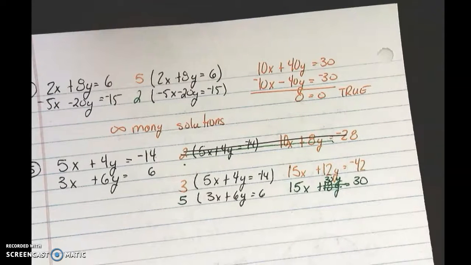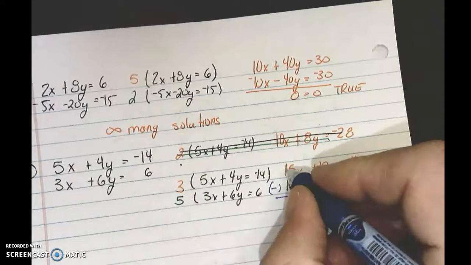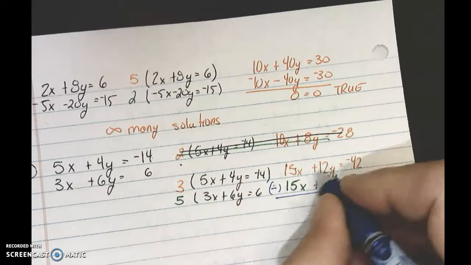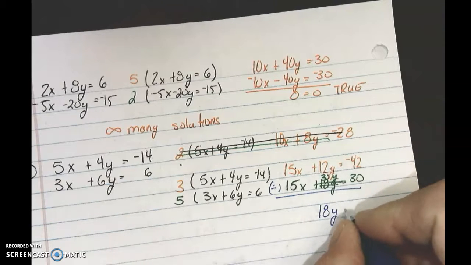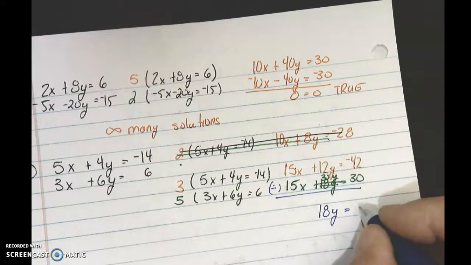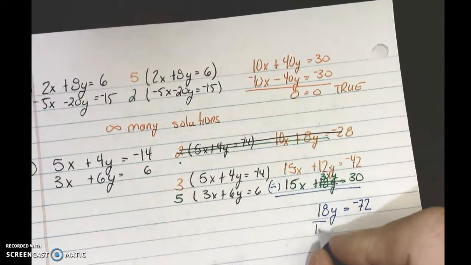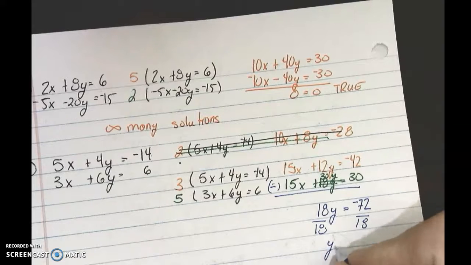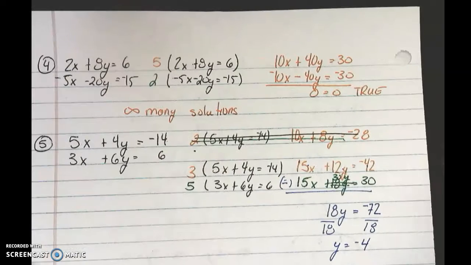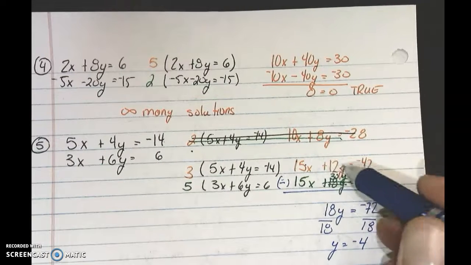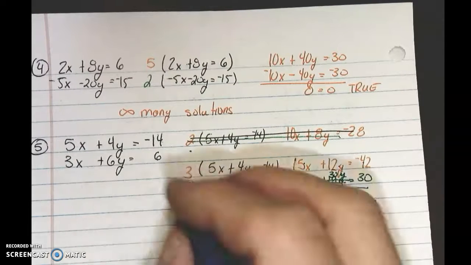So then I'm going to do some subtraction. 15x minus 15x is 0. 12 minus 30 is going to be negative 18y. And then negative 42 minus 30 is negative 72. I'm going to divide by negative 18, and y is equal to 4. Okay? So I can take that 4 and put it into one of these two equations, or I can go back to the original. And usually it's easier to just go back to the original.